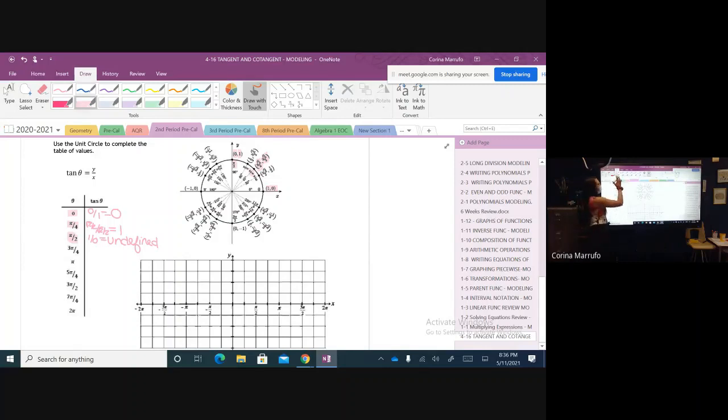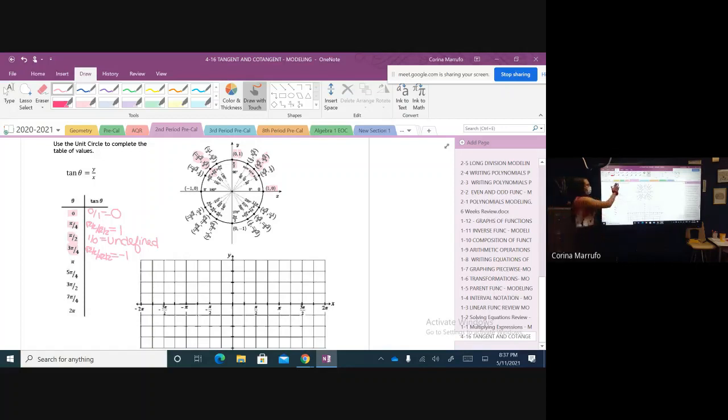We have 3 pi over 4. So then 3 pi over 4 is right here. So I'm going to take my y value, which is the square root of 2 over 2, and I'm going to divide it by my x value, which is the negative square root of 2 over 2. And so that gives me negative 1.